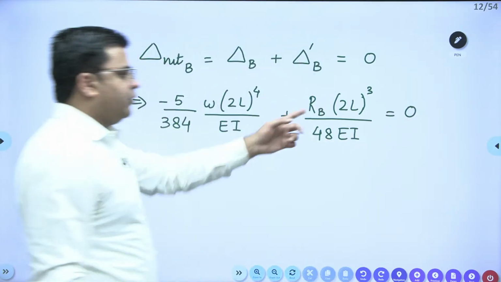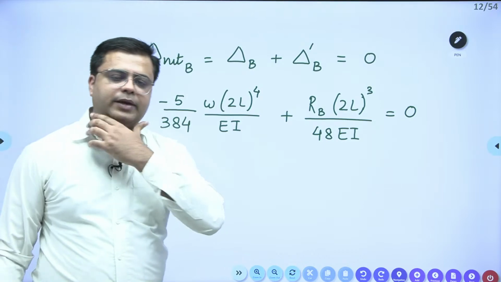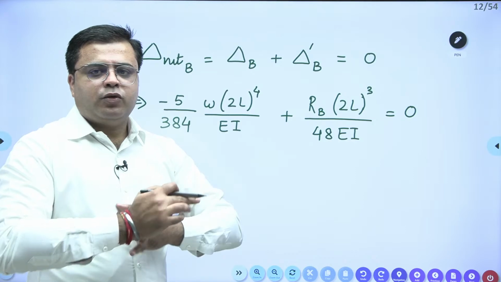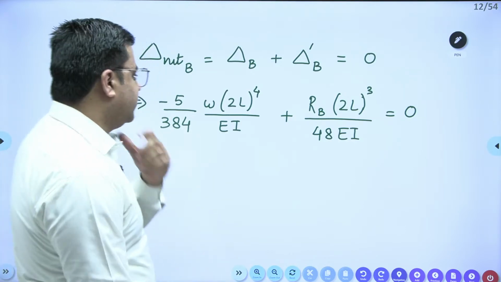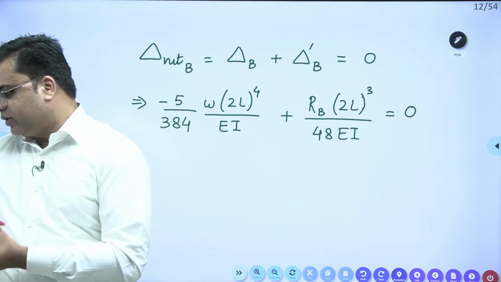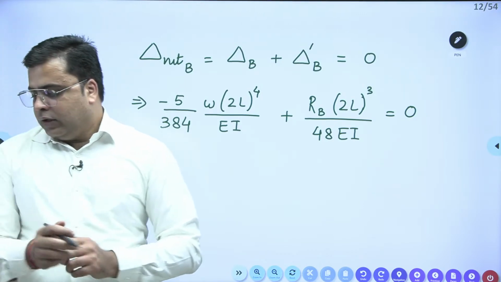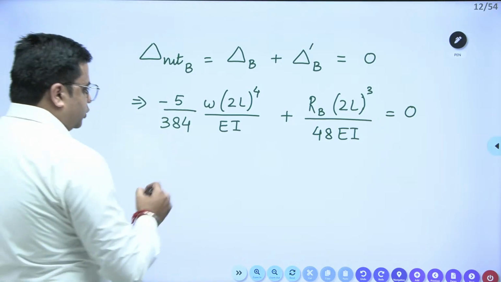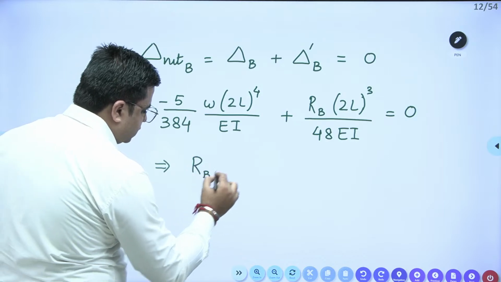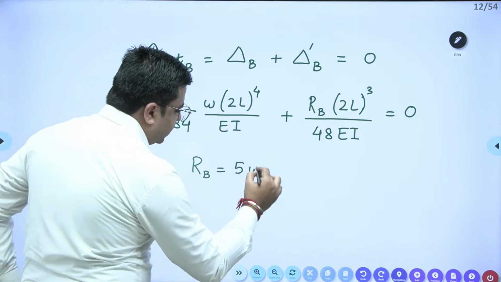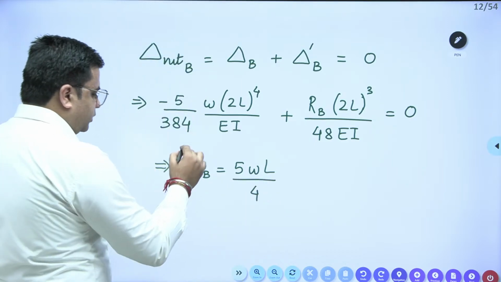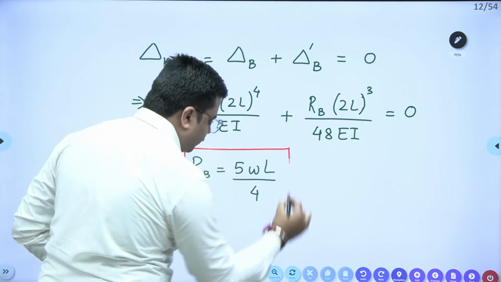Just solve this equation and get the answer of RB. So RB is equal to 5 WL by 4. RB is equal to 5 WL by 4.